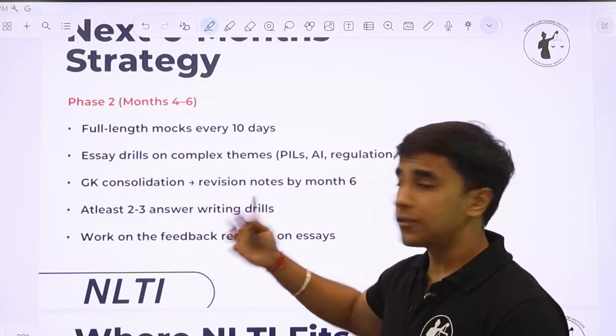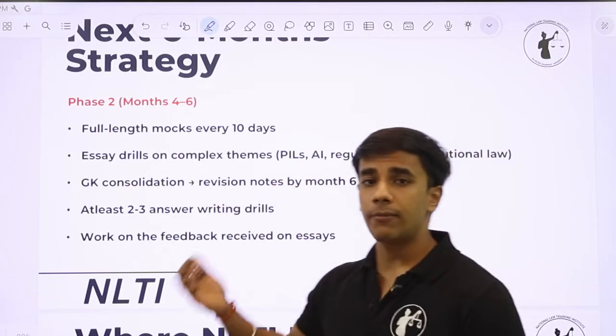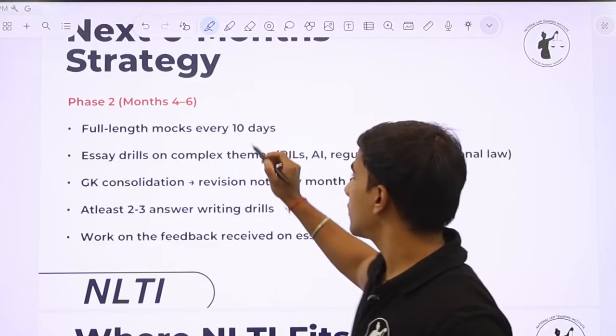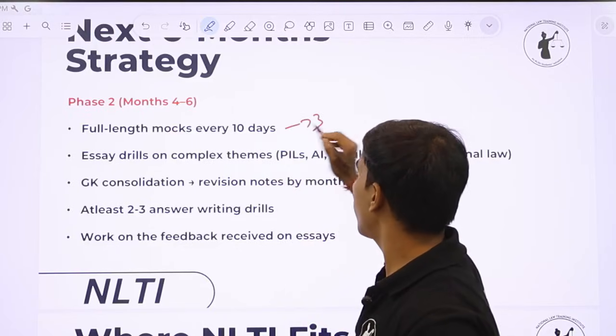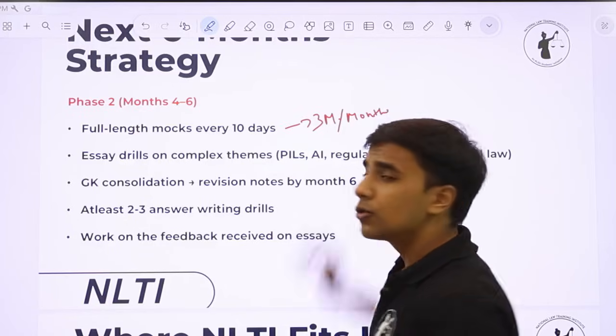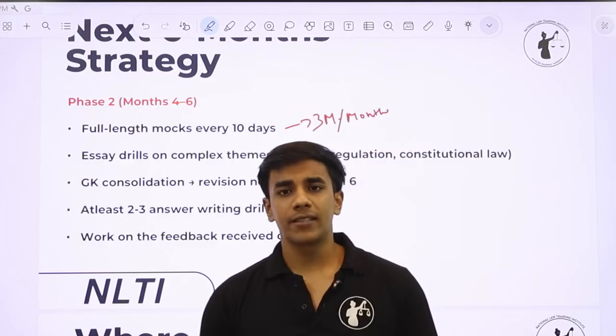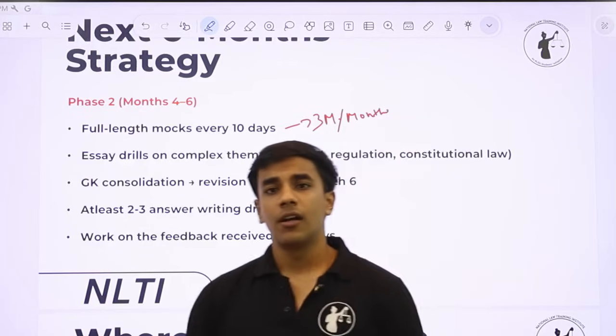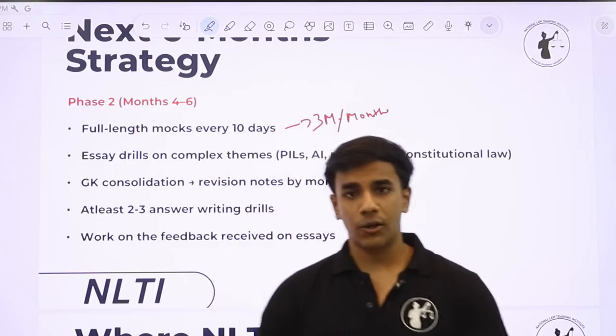So in the phase 2, that is months of January, February and March, you have to give at least 3 mocks a month. So a mock every 10 days means 3 mocks a month. So this is a must. So in total, for the next 7-8 months, you have to target around 15 to 20 mocks. This is a non-negotiable for you.